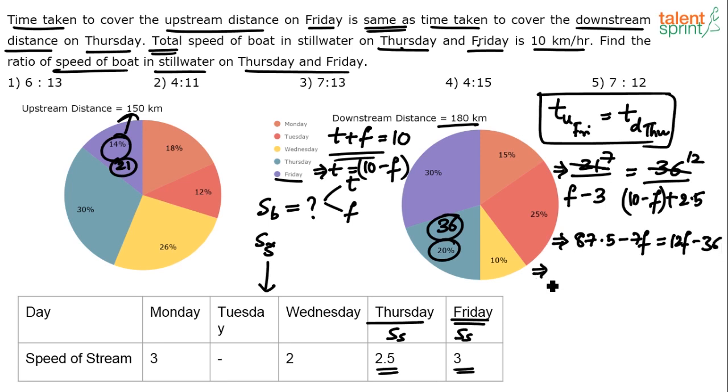Simplify this. What do we get? 12F plus 7F is 19F equals 87.5 plus 36. How much is 87.5 plus 36? 123.5. So from this, F can be taken as 123.5 by 19.